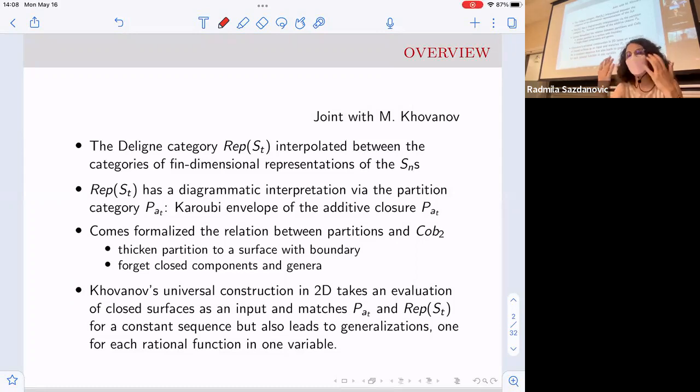So the result in this work is that you can match these 2 approaches. You can find an interpretation of the partition category in the Deligne category, where this input function can also be viewed as an infinite sequence of values that are assigned to each surface of a particular genus. When it's a constant sequence, that's when you recover the Deligne category and the quotients and so on. But if you don't look at a constant sequence, then you can take any other sequence. That's how you get the generalizations. Any questions?